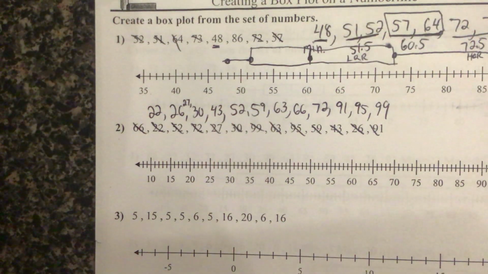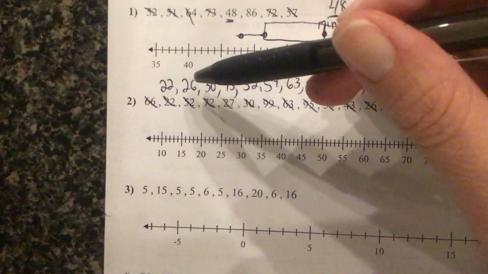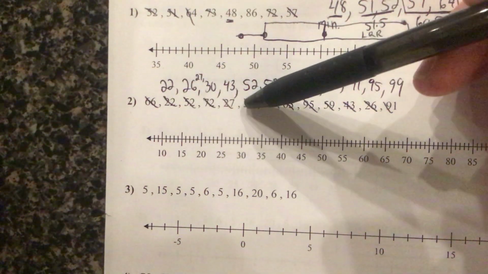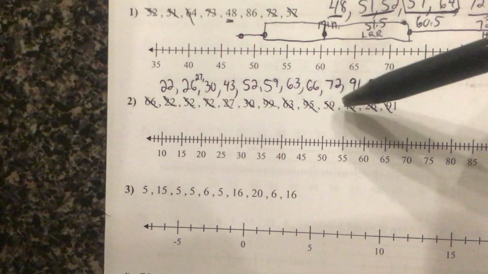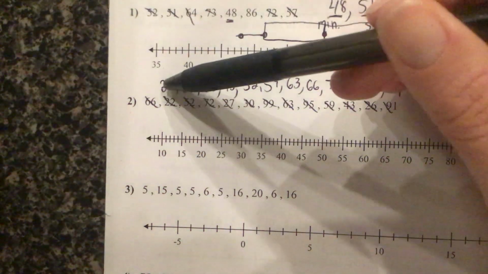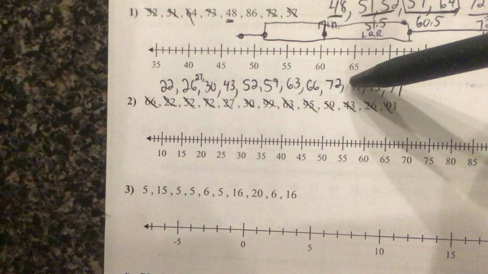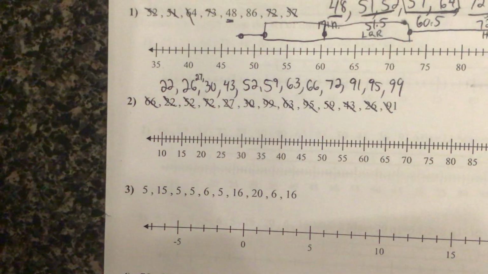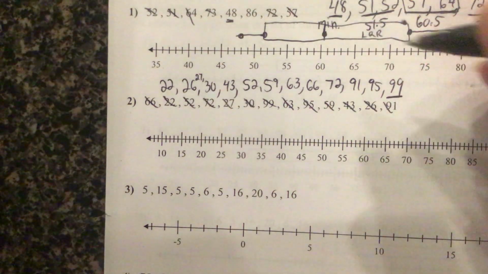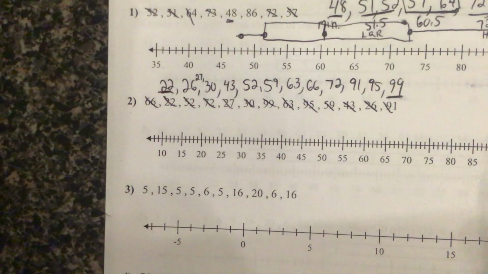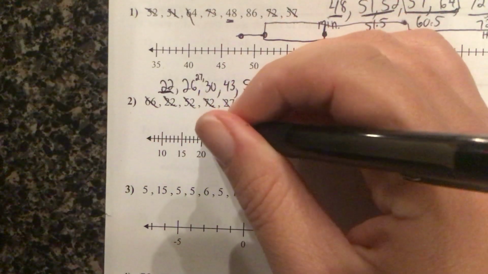Okay, you see how easy it is to leave one out, like I almost did with 27? So 1, 2, 3, 4, 5, 6, 7, 8, 9, 10, 11, 12, 13. All right, so our minimum and our maximum are the first two to find. So go ahead and plot those. That would be 99 and 22.